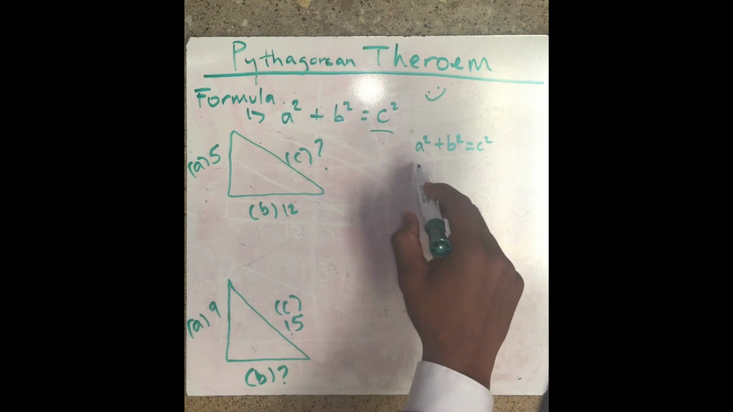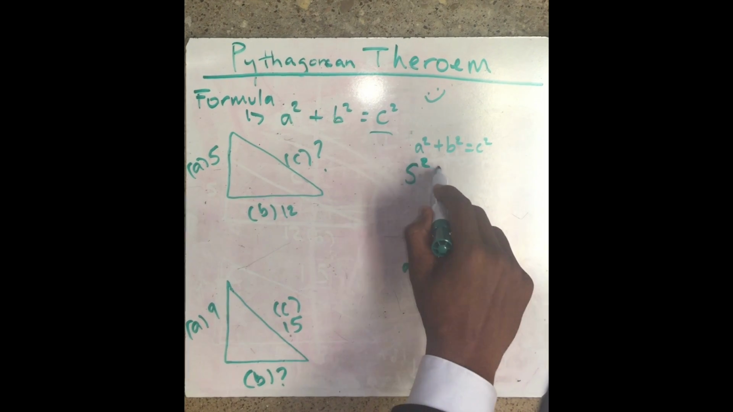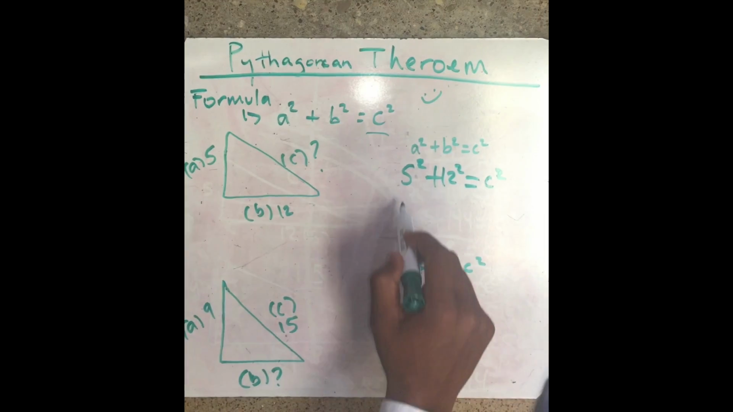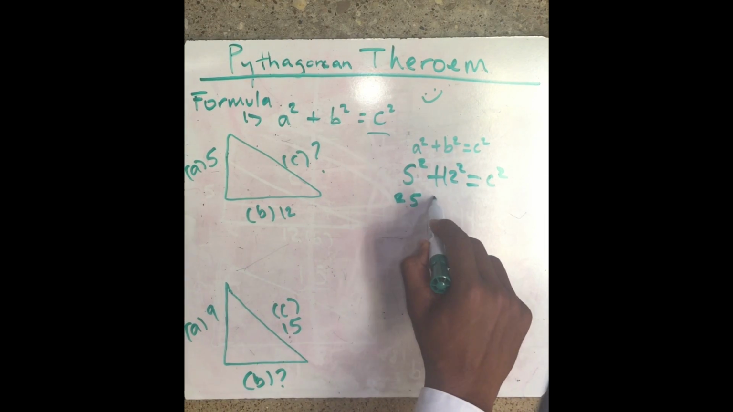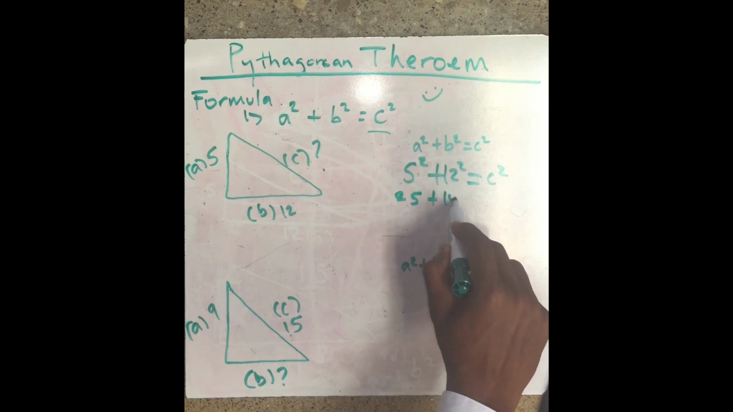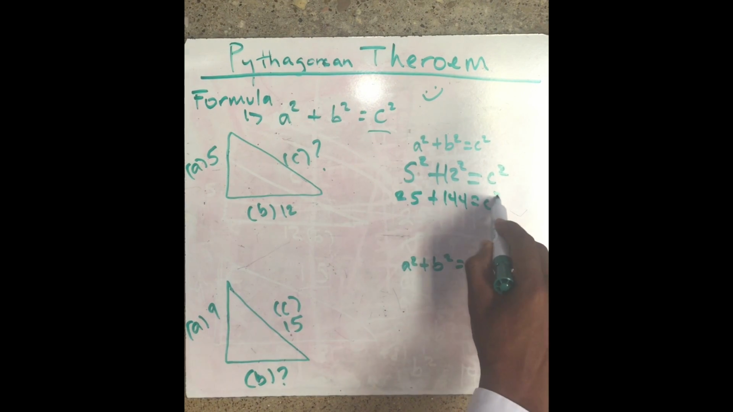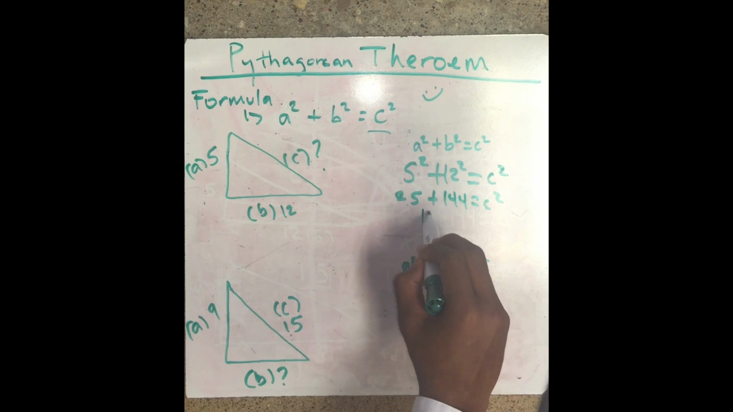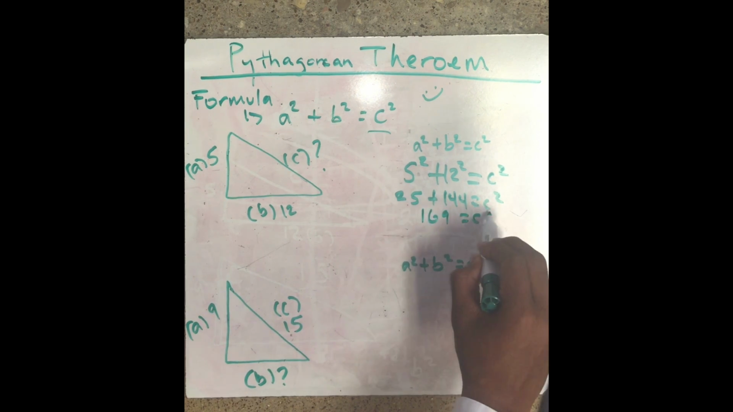We'll plug in our numbers. 5 squared plus 12 squared equals c squared. 5 squared is 25 plus 12 squared is 144 equals c squared. 25 plus 144 is 169 equals c squared.